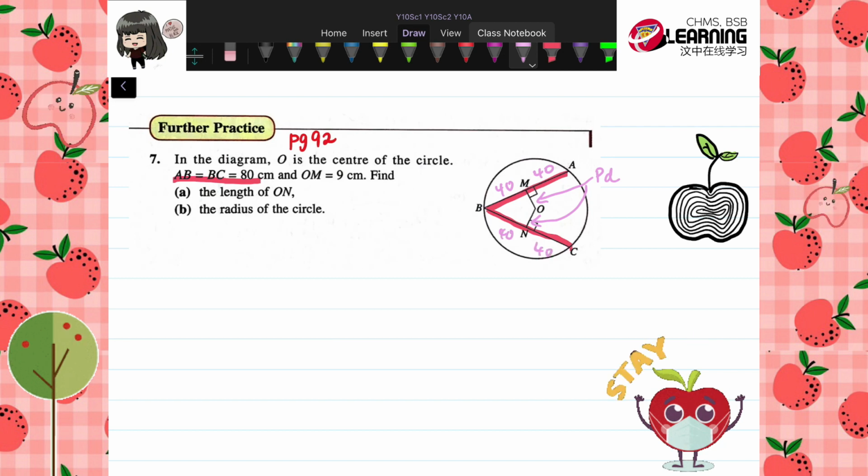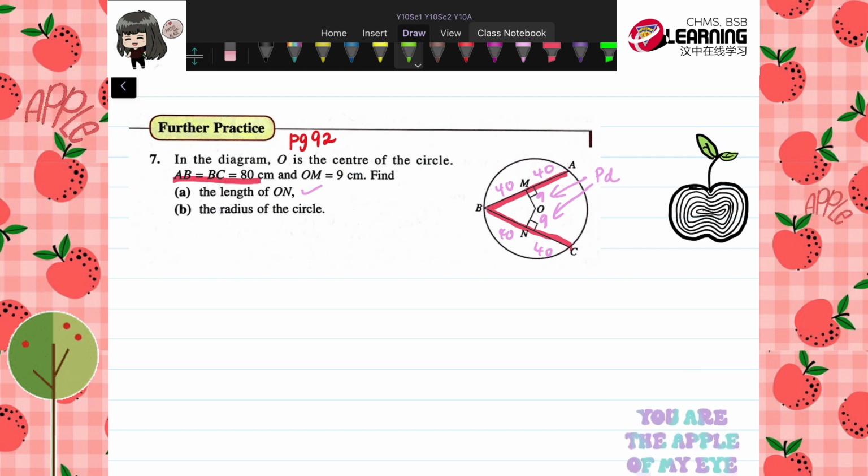OM is 9. So OM is your perpendicular distance, which is 9. So if there is 9, your ON is also 9. Both are your perpendicular distance. So you have already answered your part A, 9 cm. That's it. They are the same, according to theorem number 2. Find the radius of the circle. So the radius of a circle is here. I will draw it out for you.